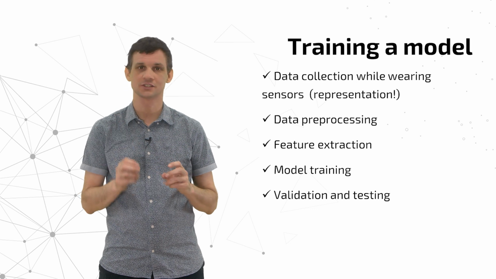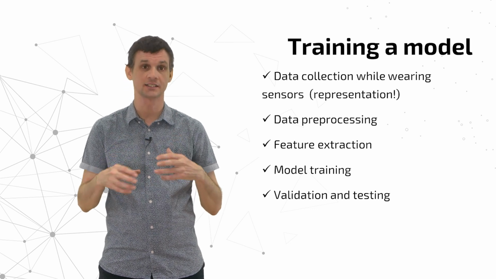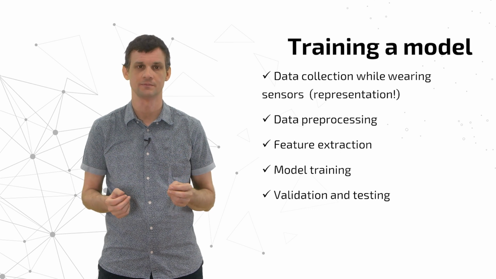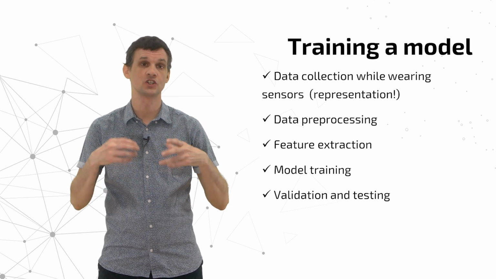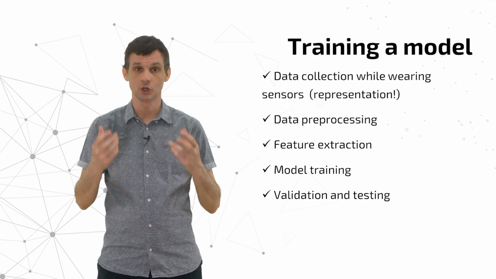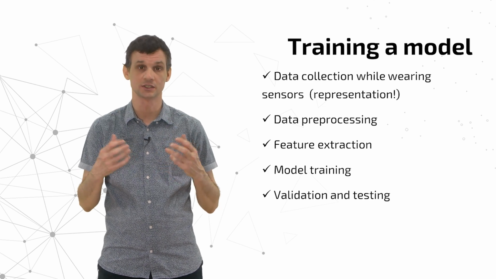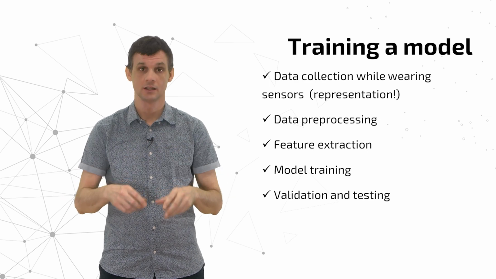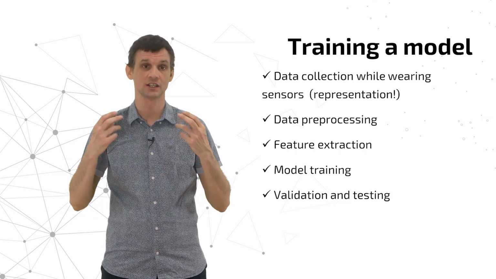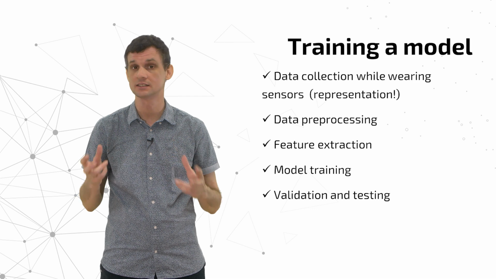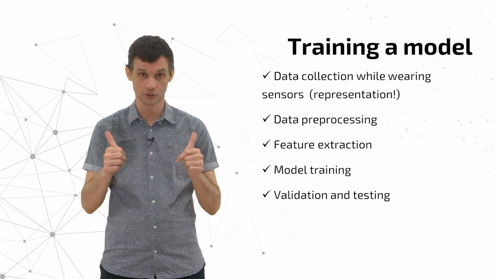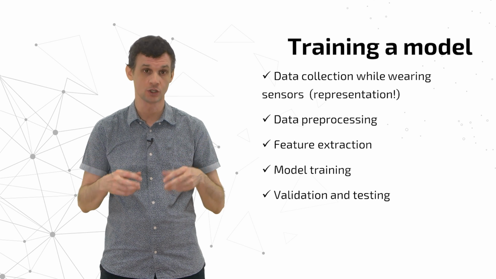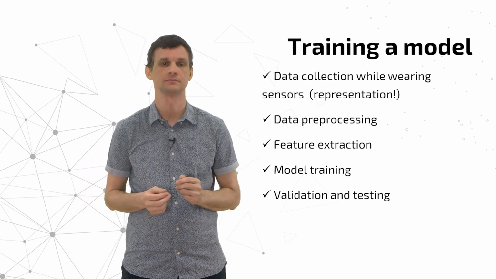Third, feature extraction takes raw data and extracts specific metrics that best represent different activities. Then, using a machine learning algorithm, a model is trained to recognize specific activities based on the extracted features. Finally, the model's accuracy and generalizability are tested against unseen data. If the performance is good, the model can get deployed in a real-world wearable device for real-time activity recognition.